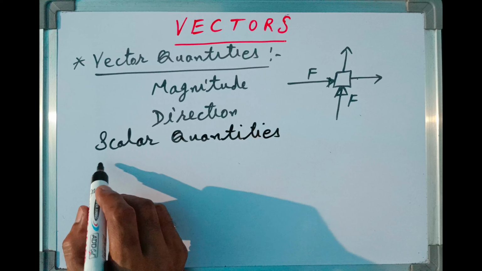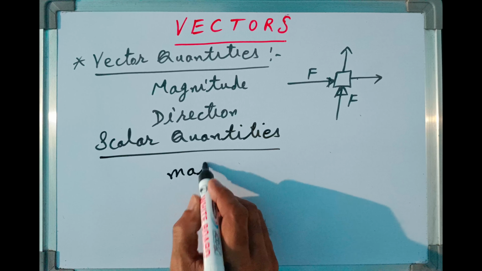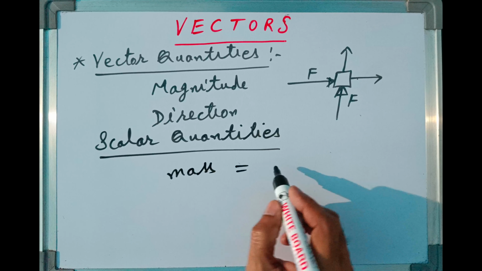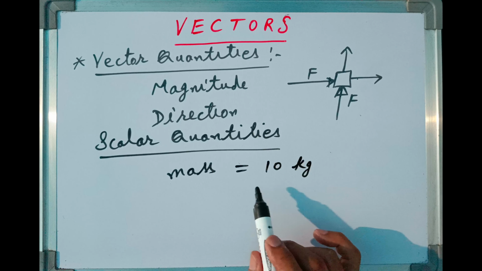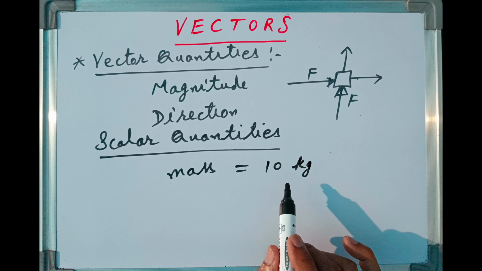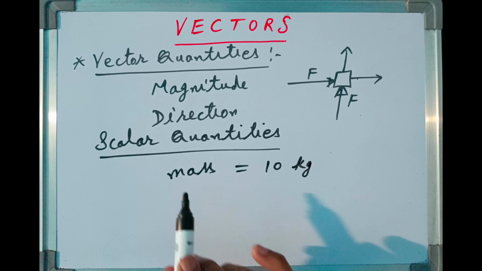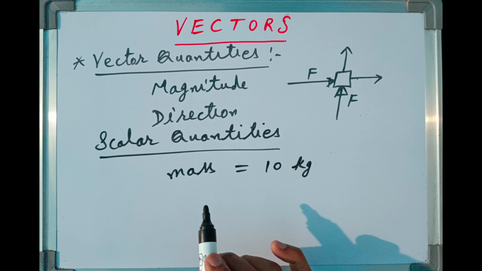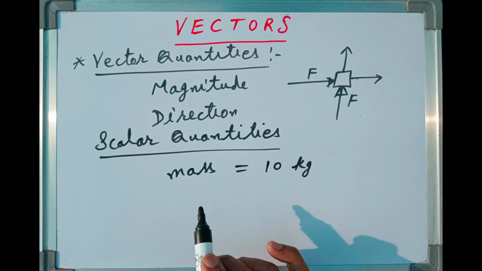For example, there is a quantity known as mass of a body. Mass of a body, we say, suppose it is 10 kilogram. There is no need of saying in which direction mass is this. Only magnitude description is sufficient to express a scalar quantity. So this is the difference between a vector quantity and a scalar quantity.